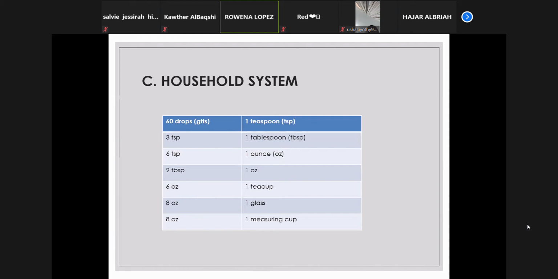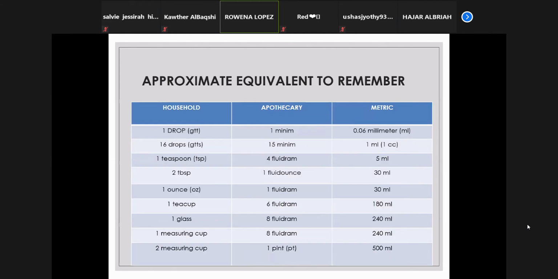If you are administering medication by drops to an infant or child, 60 drops is 1 teaspoon. 3 teaspoons is 1 tablespoon. 6 teaspoons is 1 ounce. 2 tablespoons, 1 ounce. 6 ounces, 1 teacup. 8 ounces, 1 glass. 8 ounces is also 1 measuring cup. It's the same. So these are approximate equivalents to remember.